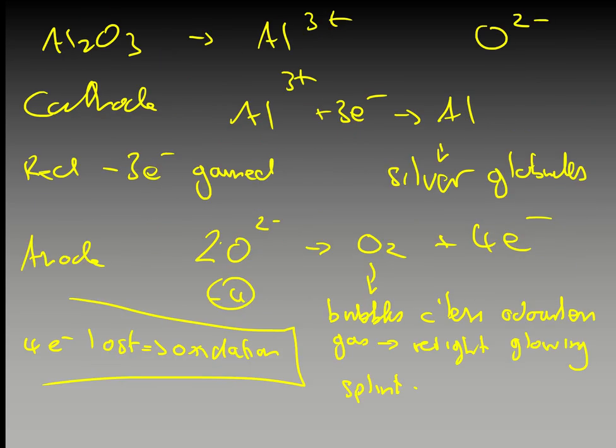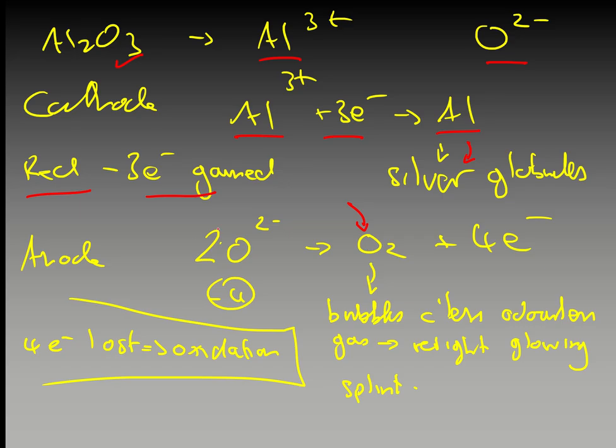Okay, so there's the answers to the aluminium oxide. So there's your formula. Aluminium's 3+, oxides are 2-. Aluminium goes to pure aluminium, which is a metal, silver globules. Aluminium's 3+, needs 3 electrons to cancel out, so that's a reduction. 3 electrons have been gained. Oxide ions are 2-, and they form diatomic pure oxygen.